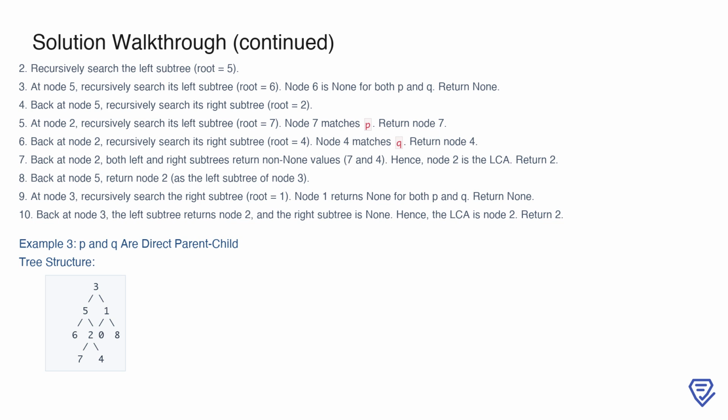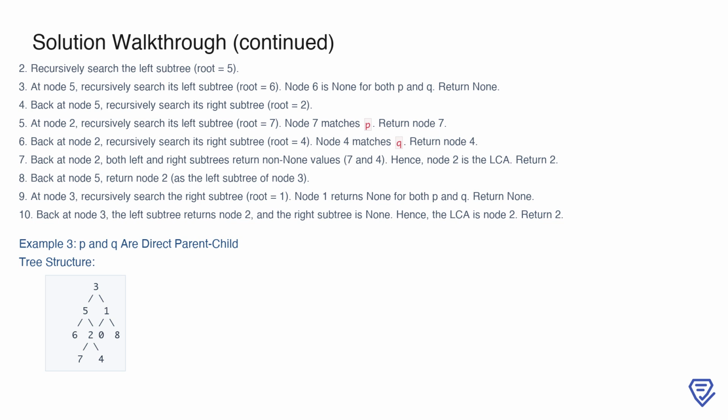Meanwhile, when we search the right subtree of node 3, where the root is 1, we find that it returns null since it doesn't contain either target node. Combining these results at node 3, we see that the left subtree returns node 2, while the right subtree returns null.